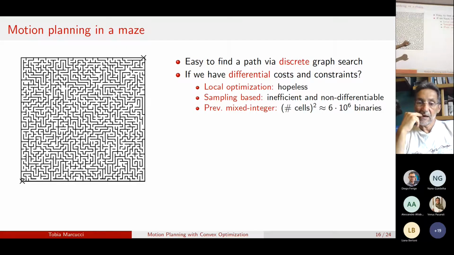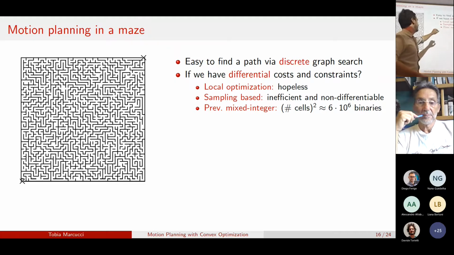We chose this problem exactly because we think it breaks most of the planning algorithms we have in robotics. Local optimization here is hopeless. IPOPT or non-convex optimization has too many local minima. Sampling-based, you would basically have to explore the whole thing before finding a path. And also this path would not be differentiable.